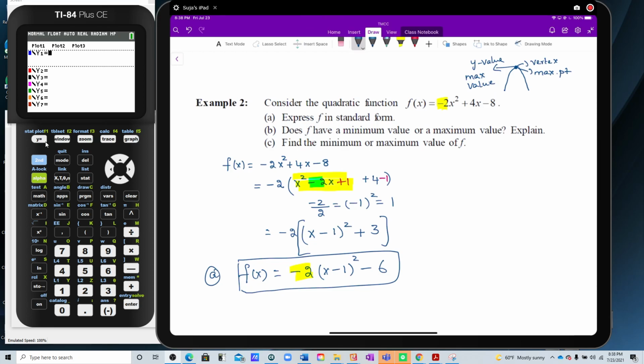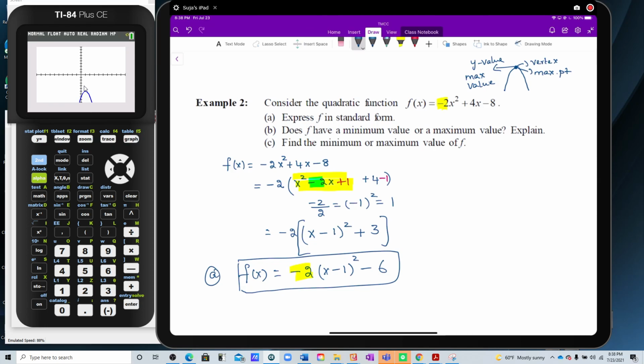So we'll check this in our calculator. Let me graph it. This time I'm going to put in the standard form that I made: -2, open parentheses, x minus 1 the whole squared, minus 6. It doesn't matter, I can put the problem in either form, it'll be the same thing. The window is standard, so I'm going to graph it.